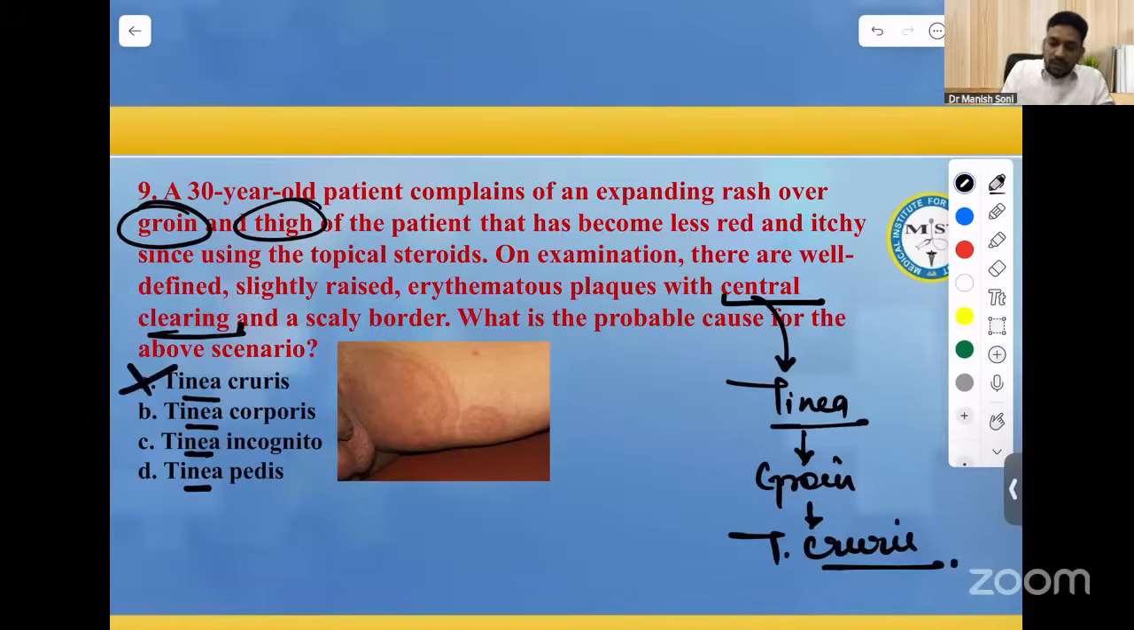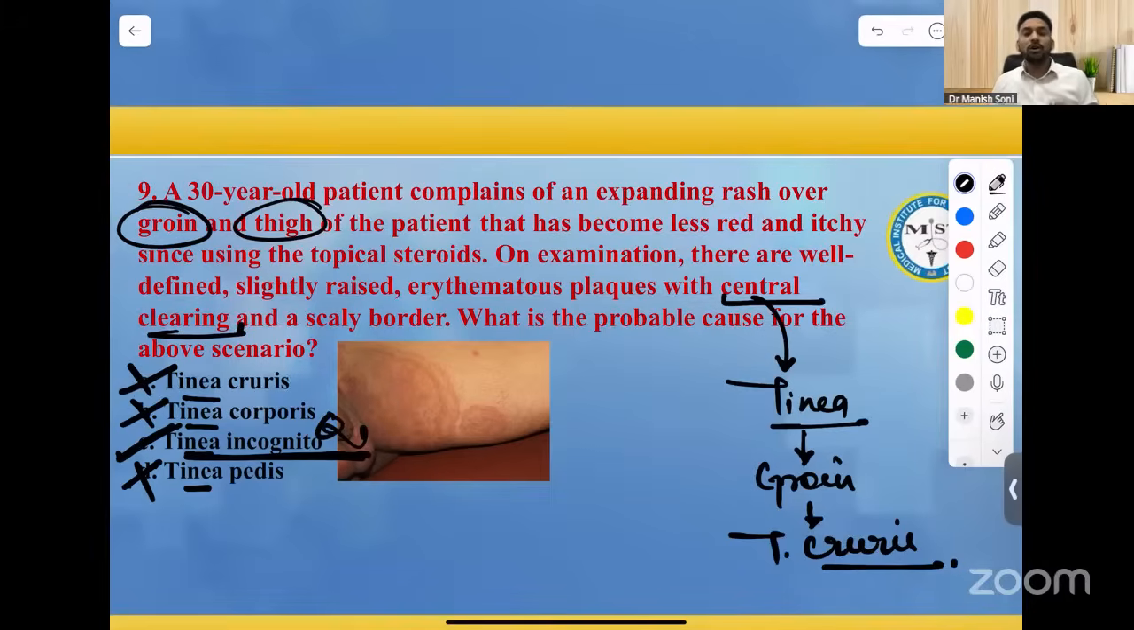But the answer is not tinea cruris. Central clearing is a feature of tinea corporis, mainly tinea corporis, that is the rest of the body. Like if only the thigh is involved, we will call it tinea corporis, but the answer is not tinea corporis. And because the foot is not involved, the answer is not tinea pedis. The answer is tinea incognito. And this was the question which was recently asked in your FMG exam.